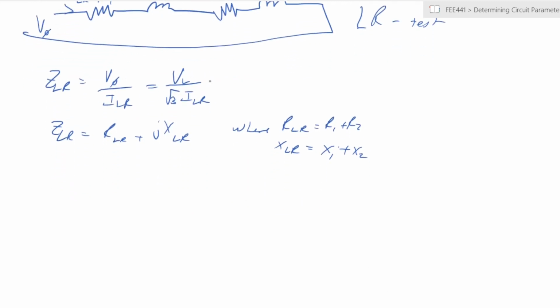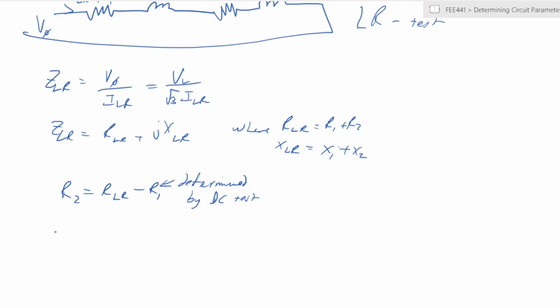So if we look at these two in turn, RLR, we already know R1. So this means that you can determine R2 from the value of RLR that you will measure from here, minus the value of R1, which you had already determined by the DC test. Okay, so here you can get R2.